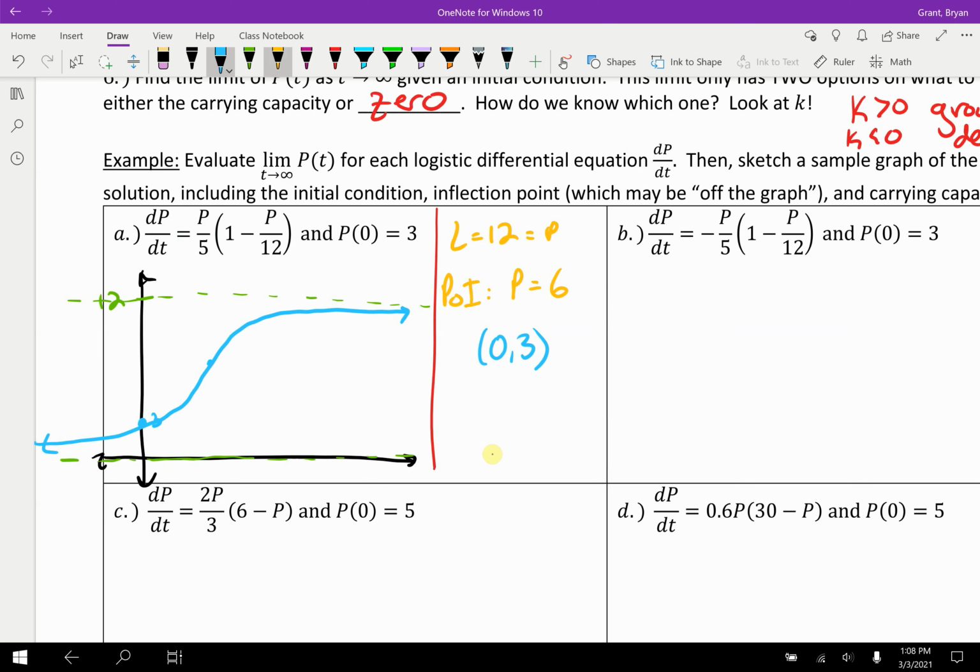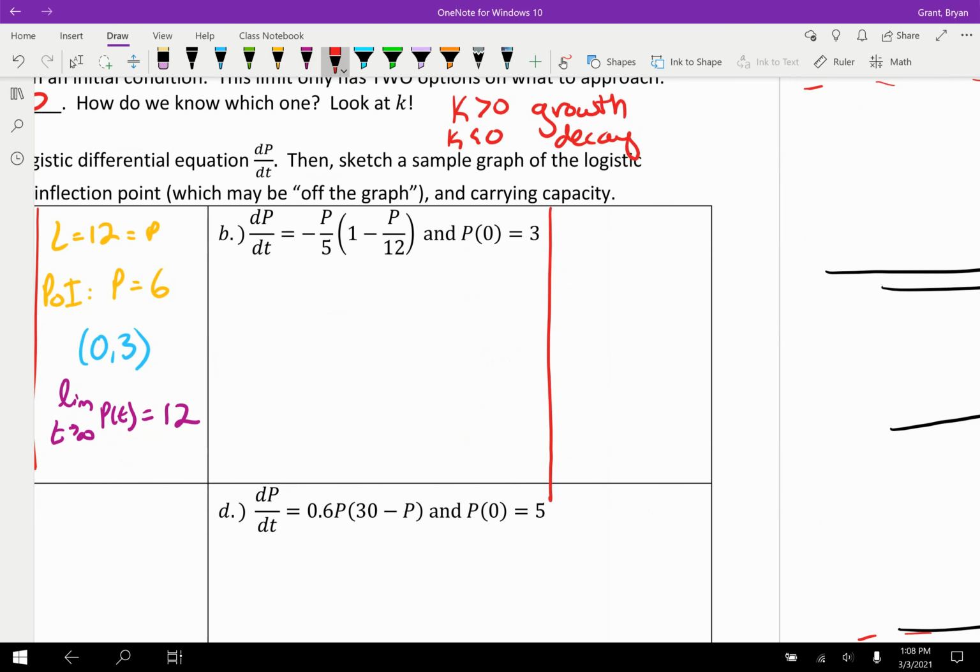However, they did ask us to evaluate the limit as t approaches infinity. Once you see the graph, though, I think that shouldn't be too terrible. As we move infinitely far to the right, we approach the carrying capacity, which is 12. Okay, let's try another one.